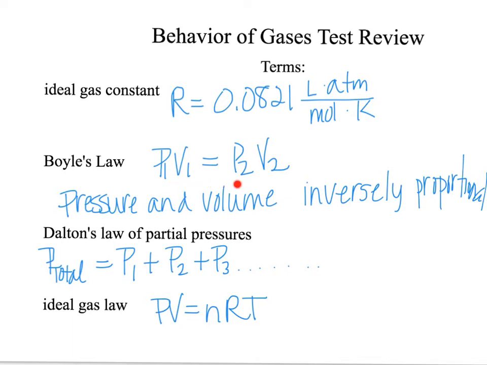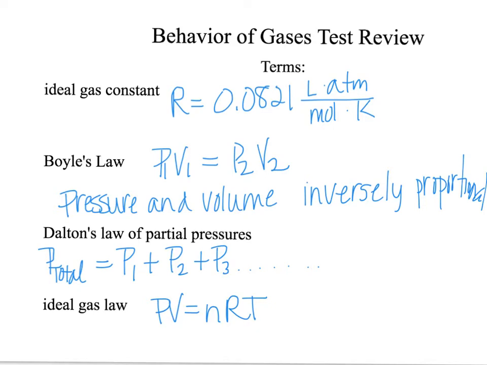You need to know what Boyle's law is in terms of how to solve for it. Pressure and volume are inversely proportional. You for sure need to know that. It helps because those are the only two conditions that are inversely proportional with each other. Everything else is going to be directly proportional, and so that helps you remember that.